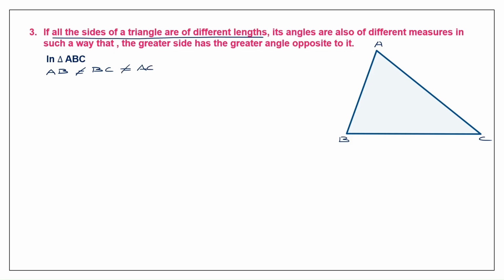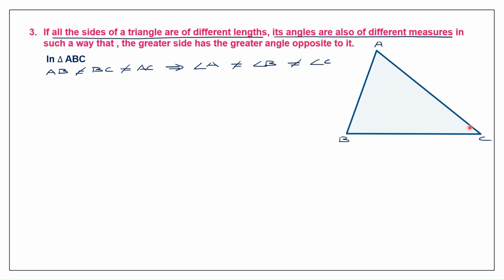So what does it say? If that is so, then the angles also are of different measures. So this implies that angle A is not equal to angle B. This is not equal to angle C. So this is the first point. If the sides are of different lengths, the angles also are different measures. And in such a way that the greater side, now if you look at this figure, the greater side is AC. The greater side has a greater angle opposite it.